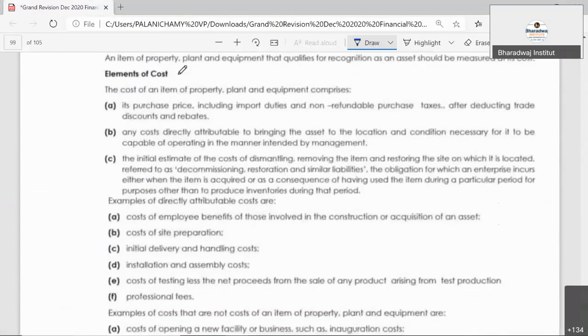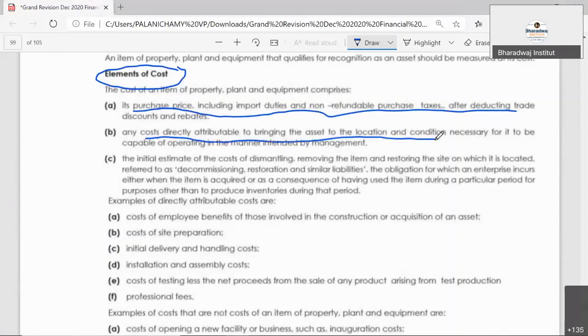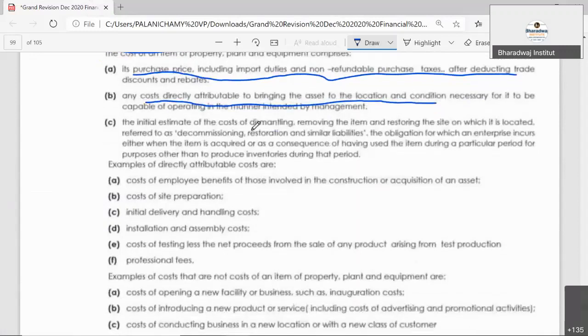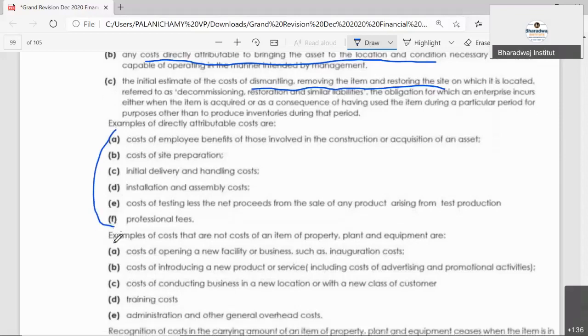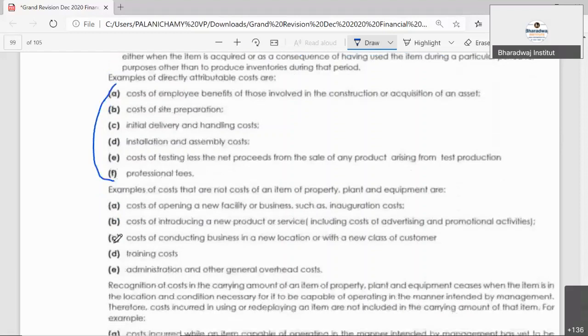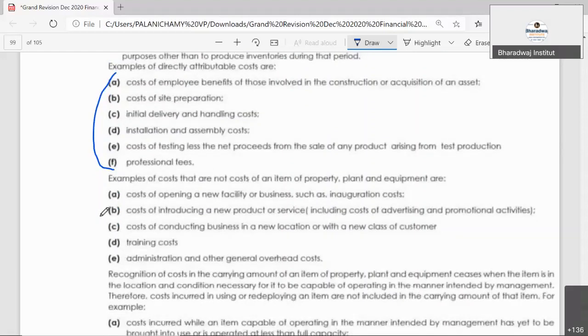Okay, this is the most important point in this fixed asset concept. Okay, what are the things that should be included in cost? Price, import duties, taxes, etc. and all. Anything that is attributable to bringing the asset in location and condition, like installation expenses, test running expenses, all those things. This also includes dismantling, removal, and other costs which are included. Okay, we can look at this. Any expenses which are incurred for the purpose of bringing the asset into current location or usable condition. Okay.